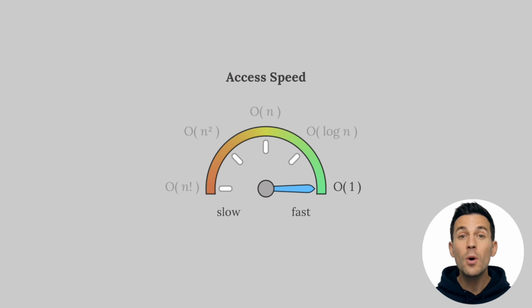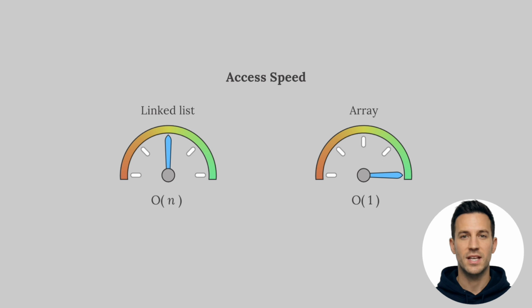Now, what about access speed? The head is always available. It's our entry point to the list. So accessing the first node is instant. Just one step. That's O of 1. But anything else? We have to traverse from the start. The deeper the node, the longer it takes. O of n.